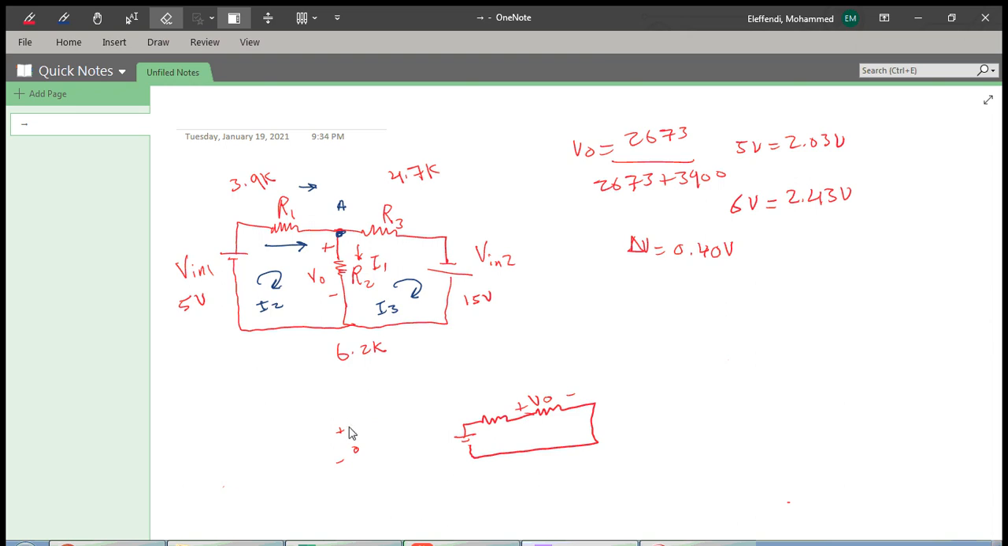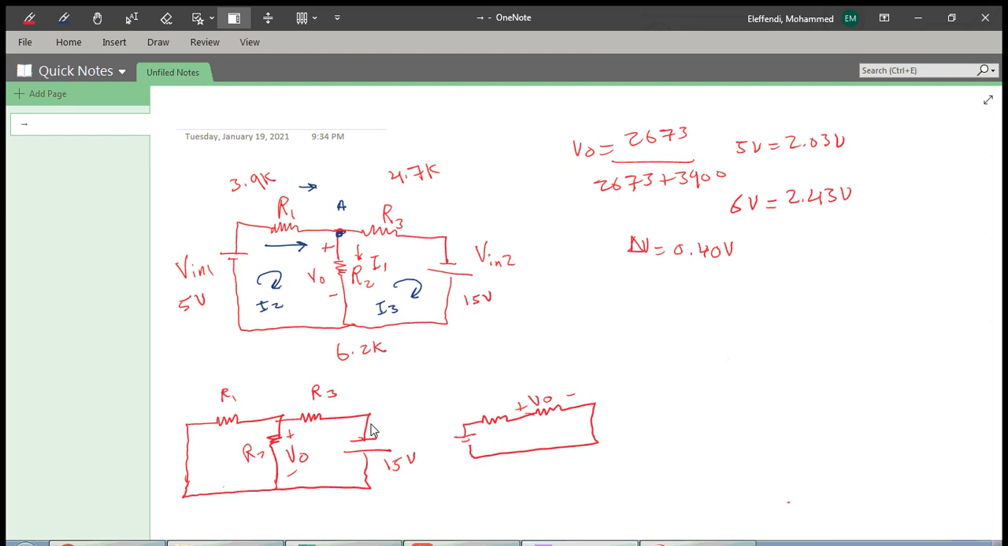Okay. So I'm going to short the VN1. Then I'm going to short the 5 volt. So the circuit would look like this. And this is the 15 volt. So this is R1, this is R3, and this is R2, and this is plus minus VO. And this is the 15 volt.